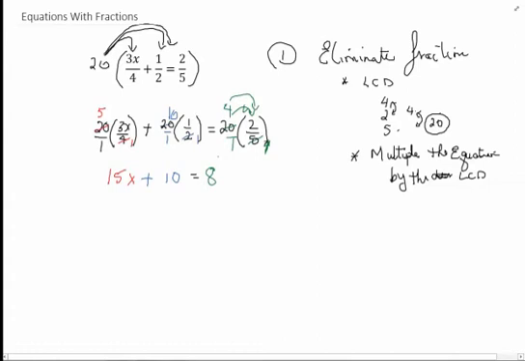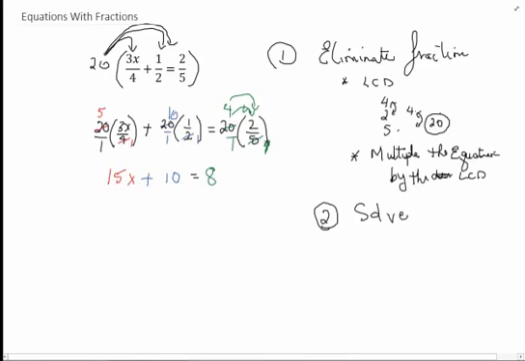And so I've taken this equation with fractions, and I've totally eliminated my fractions. Now it looks like something that we're familiar with. And so once we've eliminated the fractions, we go on to the next step, where we solve the equation using all of the techniques that we already have. Sorry, I'll just correct my bad spelling there.